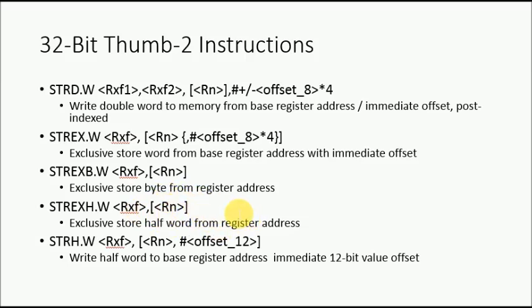STRH.W, Rxf, Rn, hash offset 12-bit. So the 12-bit offset is added to the base address present in Rn, and the physical address is calculated. To this physical address, the half word, that is 16 bits, is transferred from this register. So the content is stored to the memory whose address is specified here. In these two instructions, remember that 16-bit data is transferred to the memory.